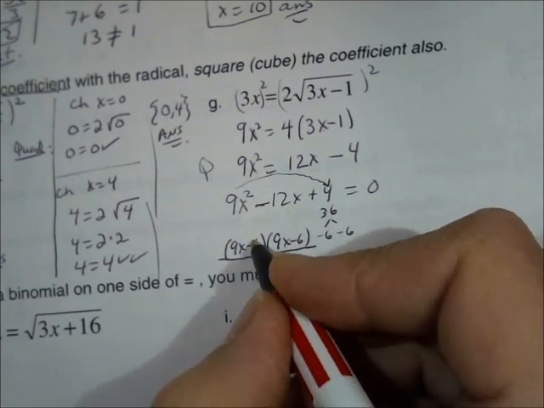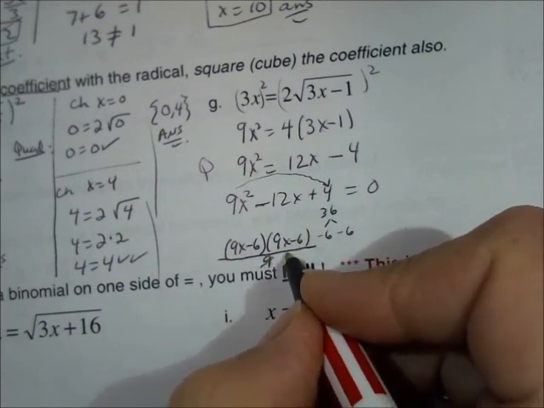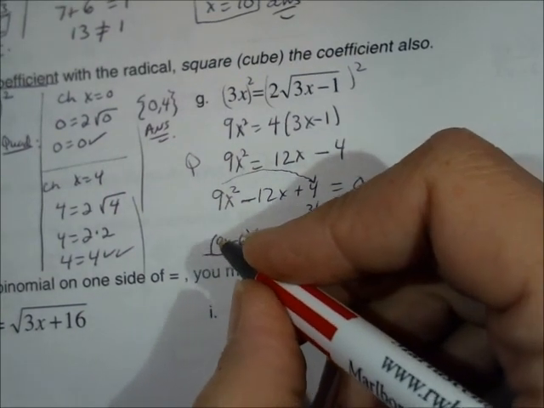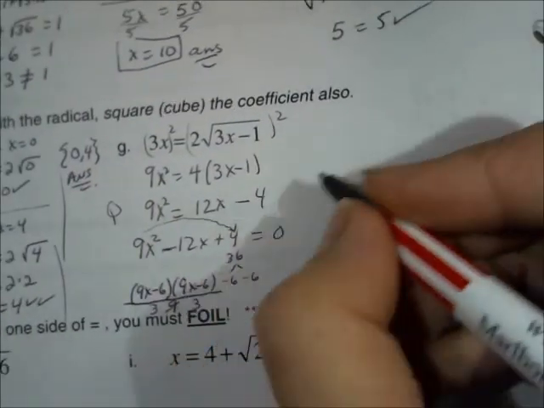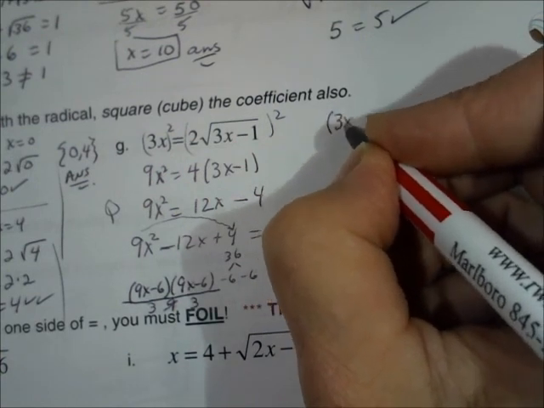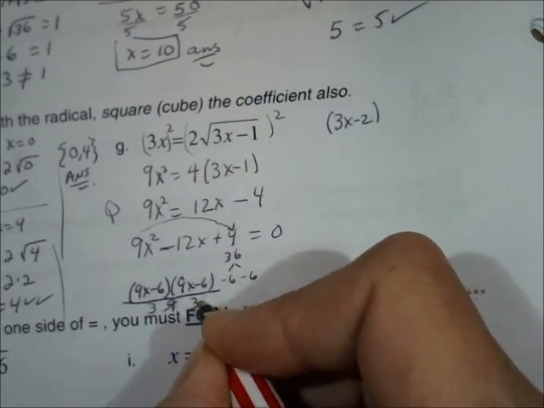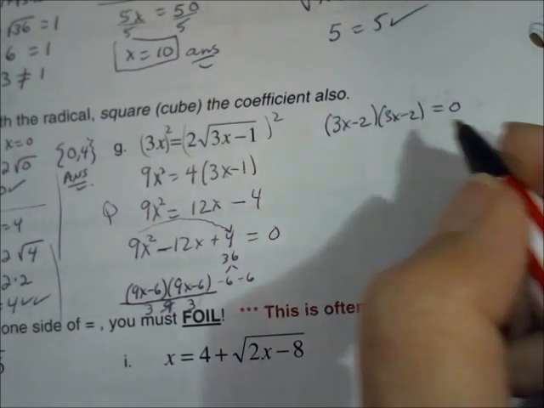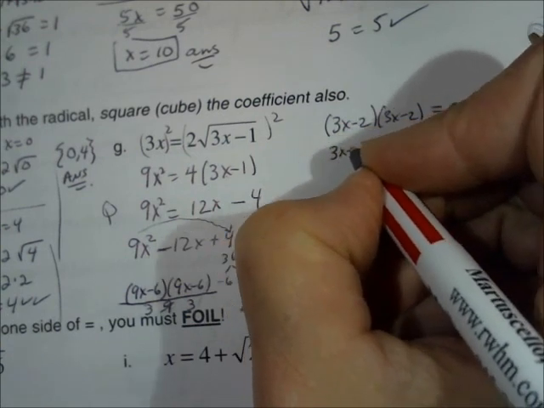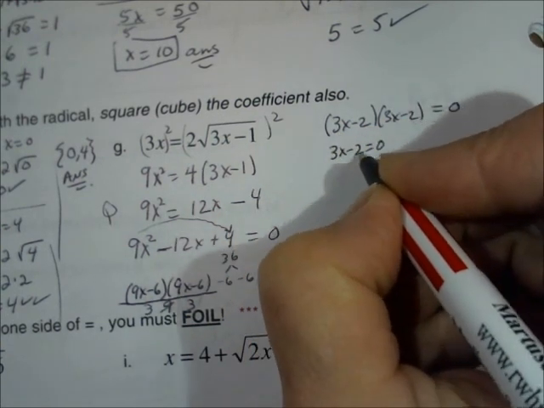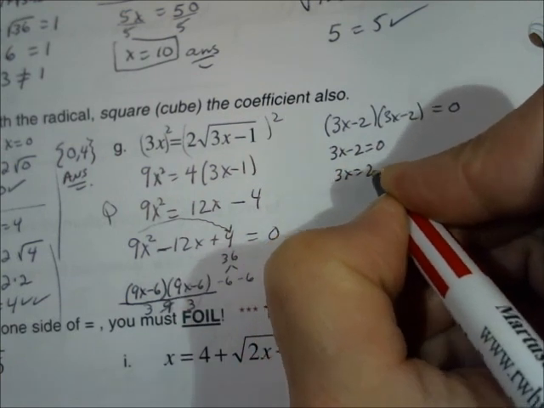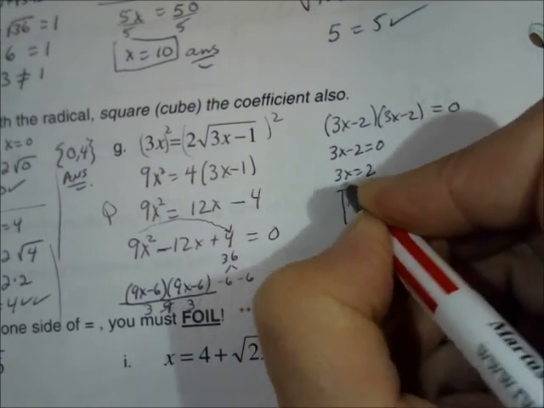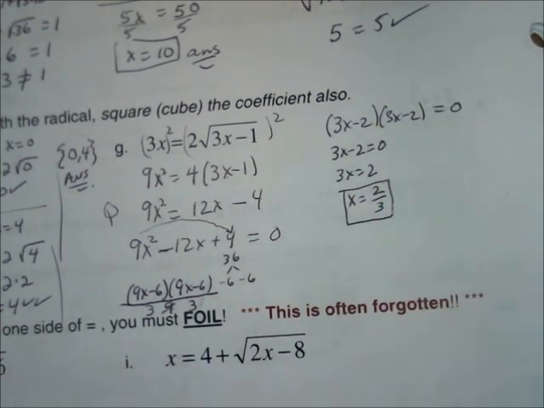But the 9 is too big to go into 6, so you have to split this up into 3 times 3. So I'm just going to pull the rest over here. When you divide 9x minus 6 out, you're going to be left with 3x minus 2, and the same thing goes over here. 3x minus 2 equals 0. So you're going to solve this for x by saying 3x minus 2 is equal to 0. Add 2, 3x equals 2. Divide by 3, x equals 2/3. Then you're going to get the same answer on the other side because it's the same factor.